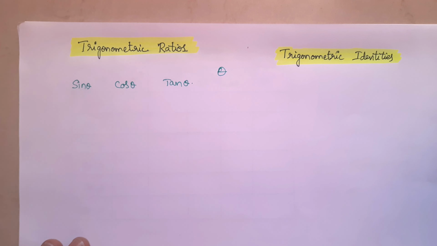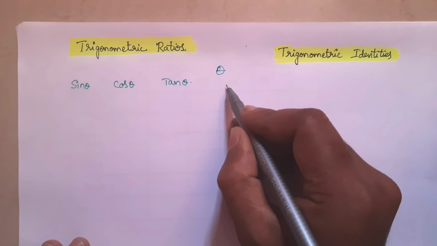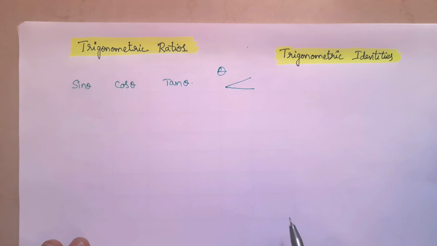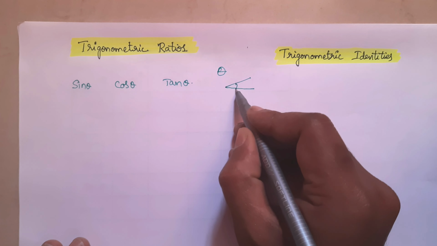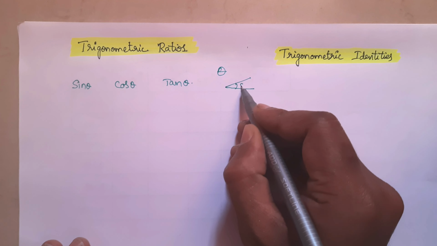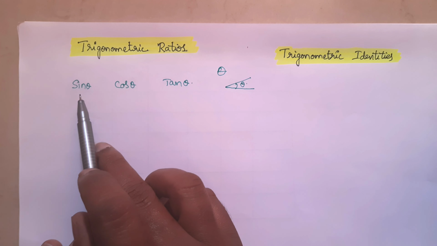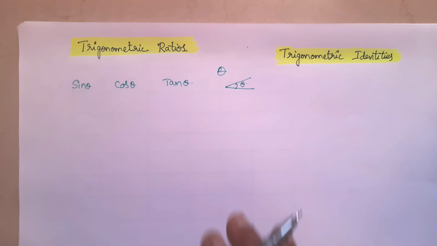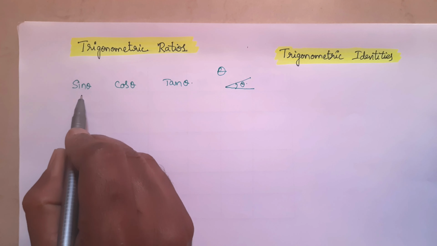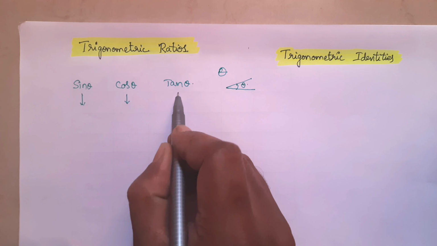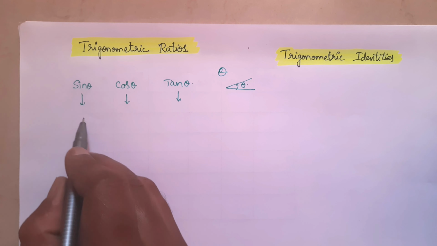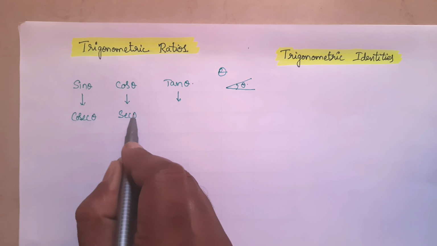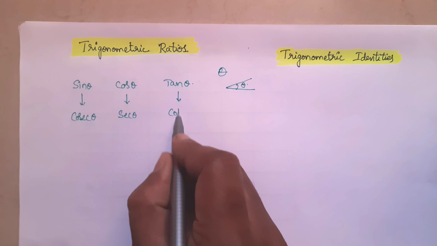Angle is the union of two rays having one common endpoint. So this is called an angle, and that will be represented with theta. So with that we will take sine theta, cos theta, and tan theta. I will explain briefly: these three have three siblings. The sibling of sine theta is cosecant theta, of cos theta is secant theta, and of tan theta is cot theta.